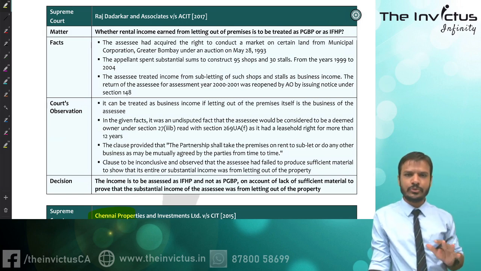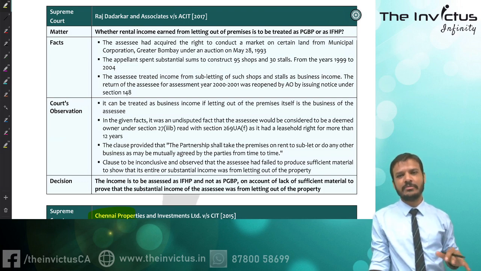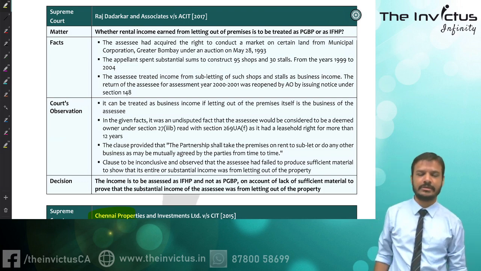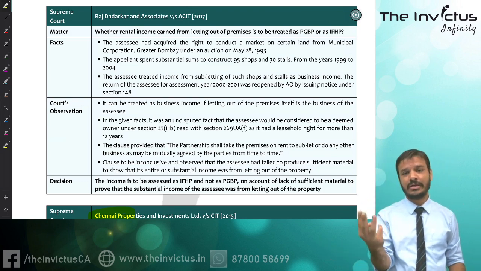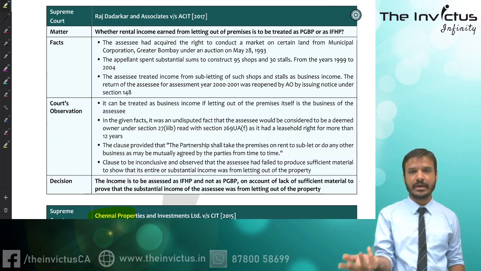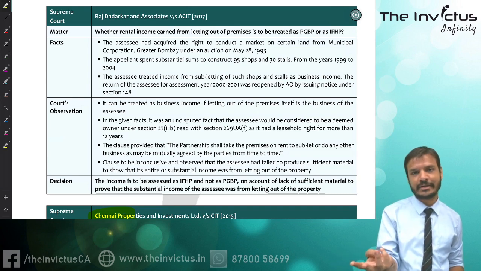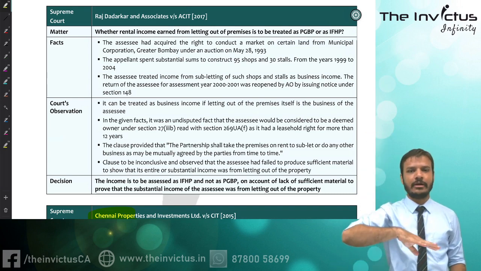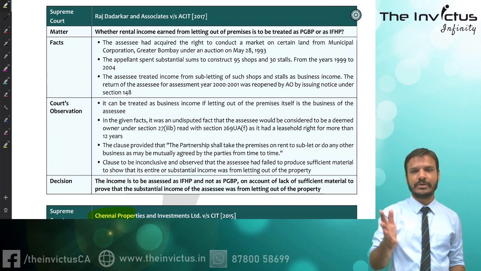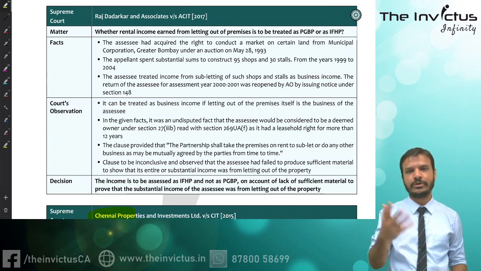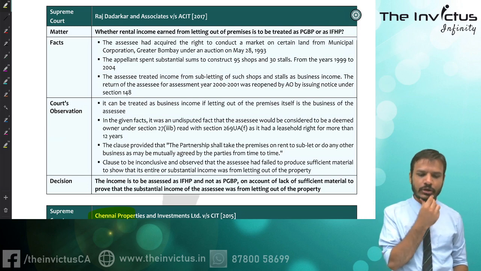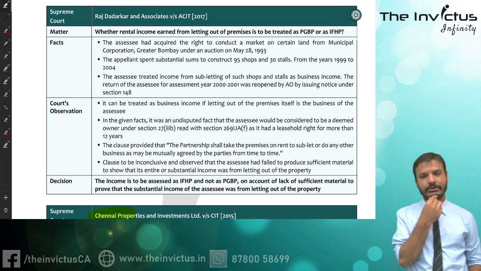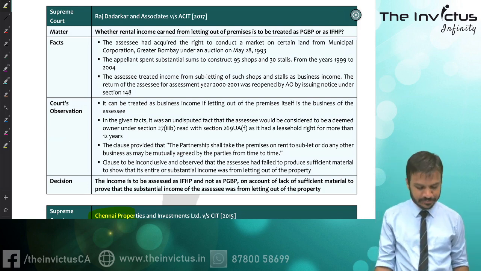The assessee will try to consider this income as PGBP because he can claim maximum deductions. However, in IFHP, what happens? There is a flat deduction of 30% only and interest only, right? You cannot claim real expenditure in that case. If your expenditure is 70-80% of your income, then you cannot claim it, you can claim only 30%, right? So the assessee will definitely try for this income under the head PGBP.